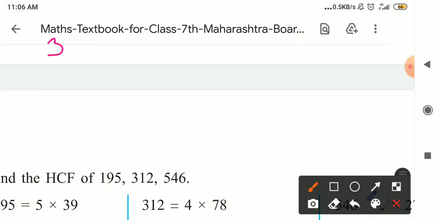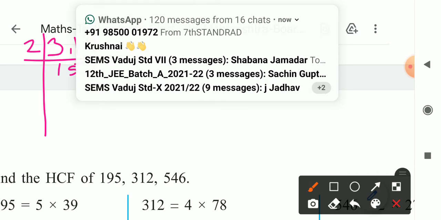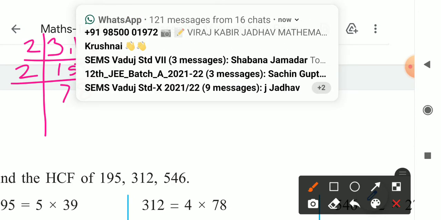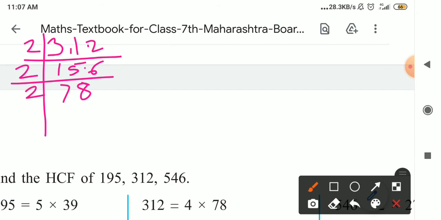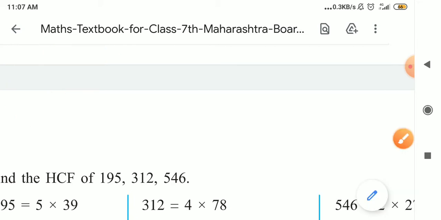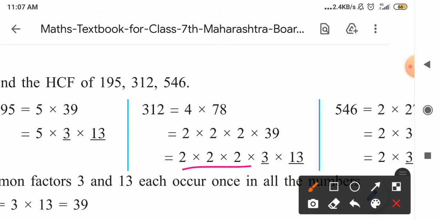So 312 is divisible by 2, because the unit place is 2. 2 1s are 2, 1 remains. So 11 is there, 2 5s are 10. Again 11 minus 10, 1 remains, 2 6s are 12. Then 2 7s are 14, 1 remains, 2 8s are 16. Then 2 3s are 6, 2 9s are 18, and then 13 3s are 39 and 3 1s are 3. So the factors are 3 times 2 39 3, that is, 3 times 2 3 and 13.